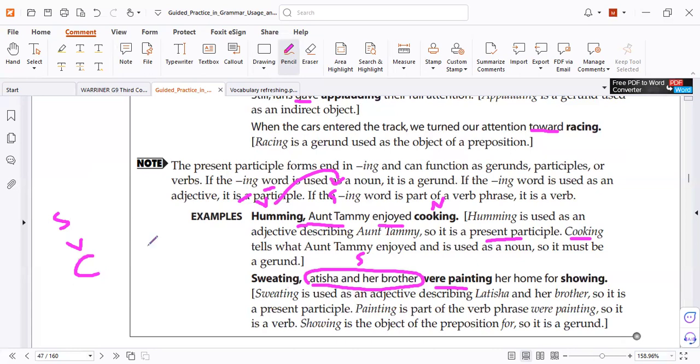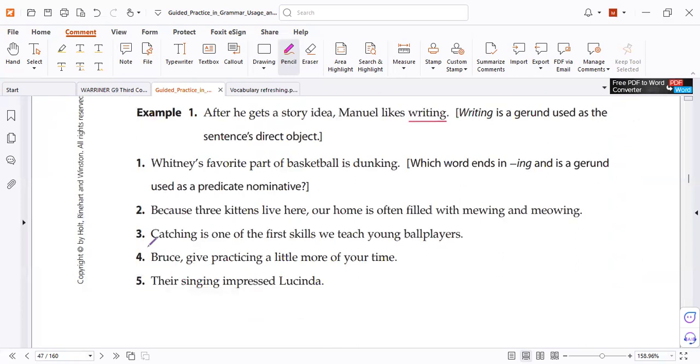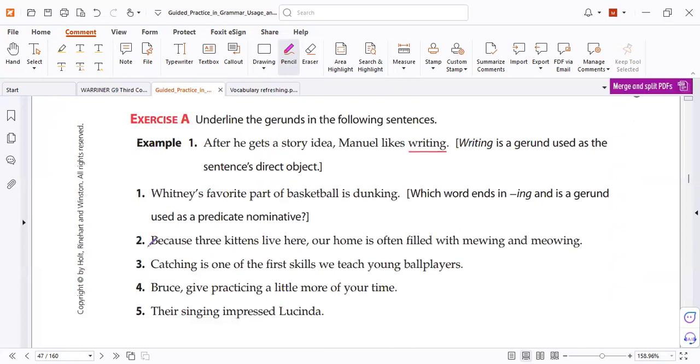Now let's go to the next. Let's find the meaning. Let me help you. Let's find any verb plus ing that is preceded by a preposition, so it's a gerund noun. It's after verb to be, so it's a gerund noun.